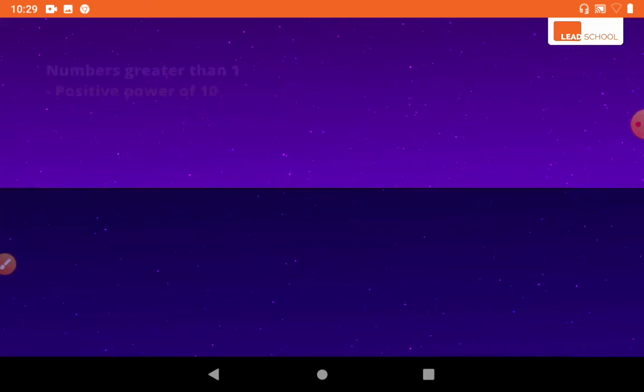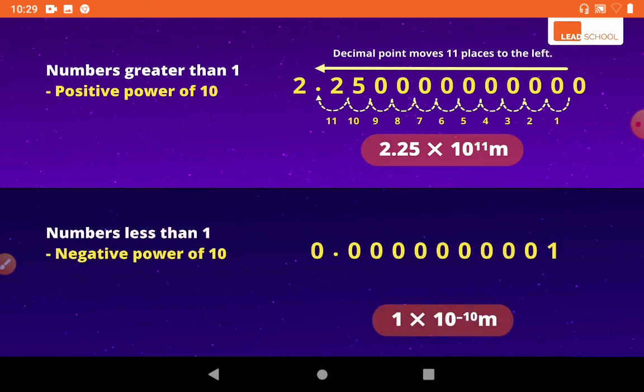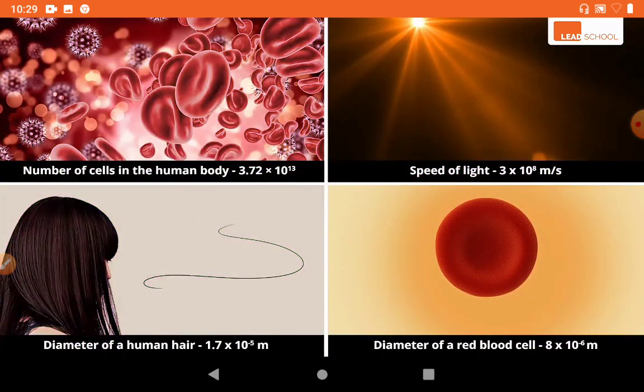So for a very large number, the decimal point shifts to the left and the power of 10 becomes positive. For a very small number, it's the exact opposite. The decimal point shifts to the right and the power of 10 becomes negative. So this is how we use the standard form to express such large and small numbers. Isn't it amazing?